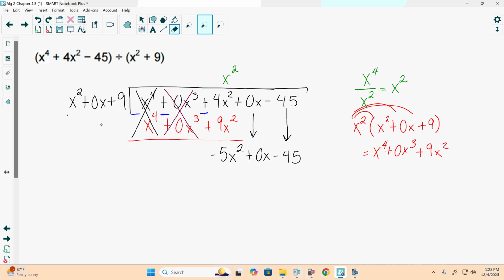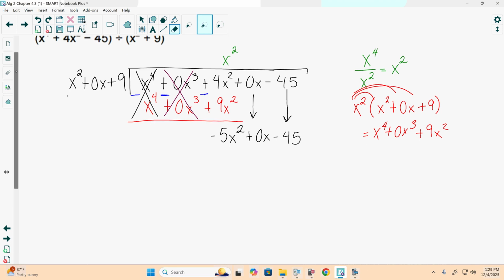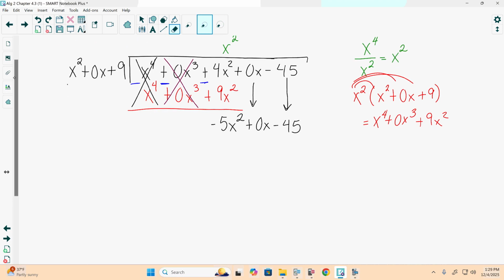Now, I did say earlier, if the number of terms down below is less than what we're dividing by, we're done, yes? But if we look at this point, what we have down there is still a degree 2. And we're dividing it by a degree 2. We can still keep going because the degree is not less than. It has to be less than. It can't be equal to it. So we bring 2 down this time.